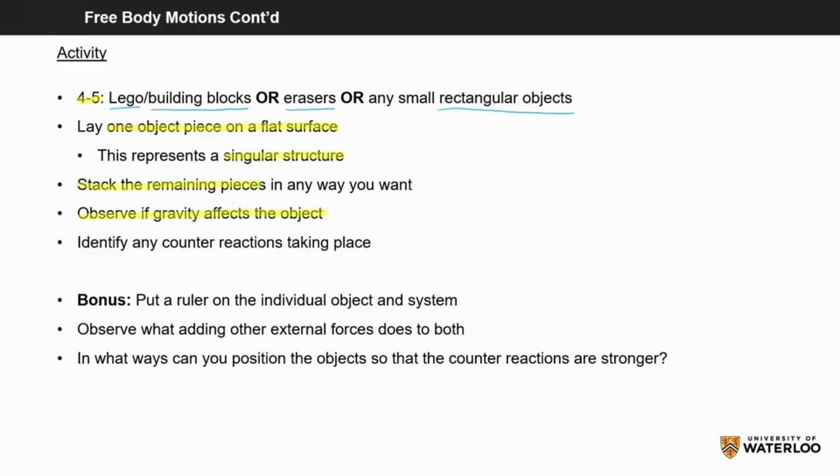Observe if and how gravity affects the object. See if you can identify any counter-reactions taking place. An add-on activity would be to try and put a ruler on top of the individual object and then on the group of objects. Observe what adding other external forces does to both. Think about how you can position the objects so that the counter-reactions are stronger.